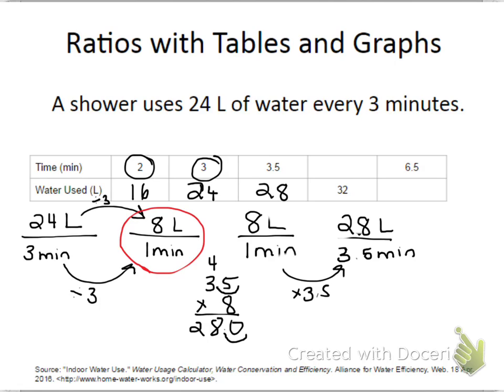The next one, instead of being a time, I need to figure out, I know how much water was used, and I need to figure out how long they were in the shower. So I'm going to start with my unit rate again.